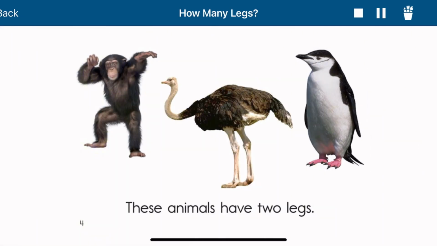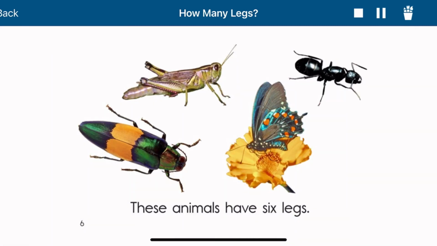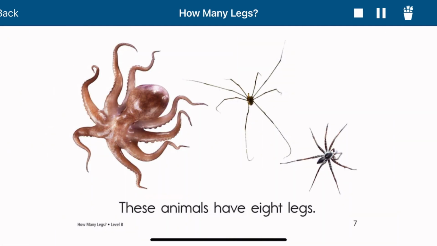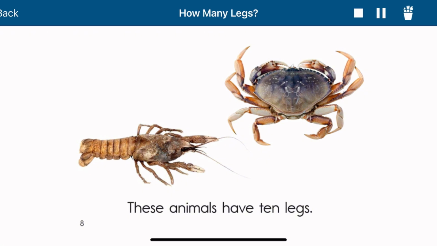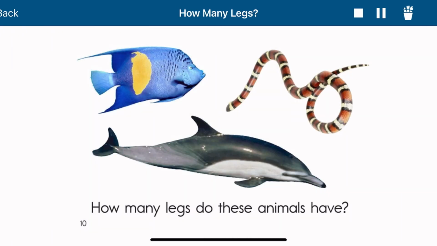The animal has two legs. The animal has four legs. The animal has six legs. The animal has eight legs. The animal has 10 legs. The animal has many legs. How many legs does the animal have?